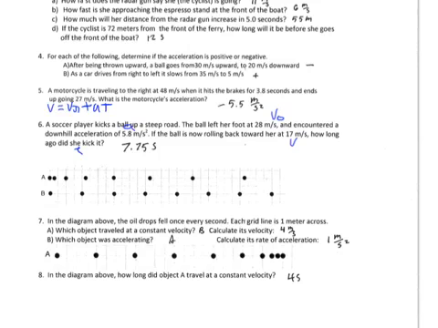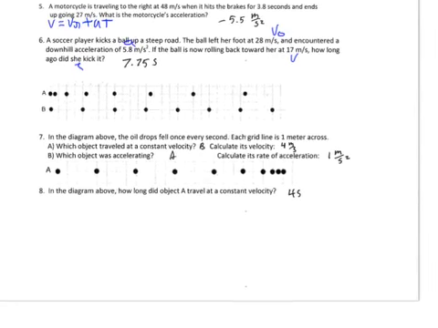So, number 7. Let's move this up a little bit. Alright, in the diagram above, the oil drops fell once every second. So you've got to keep in mind with an oil drop that these are time intervals. These both have the same time intervals. They just have different distances. Okay, so each grid line equals 1 meter. Which object traveled at a constant velocity?